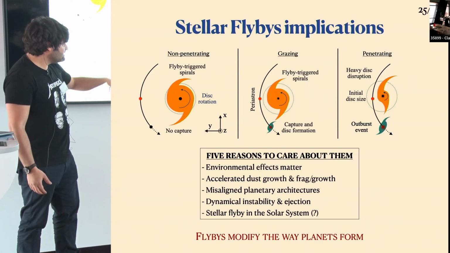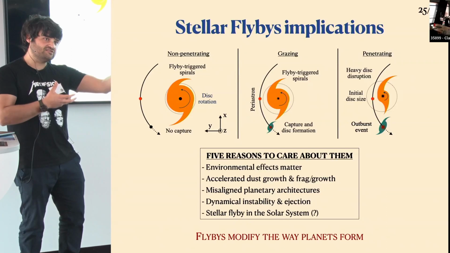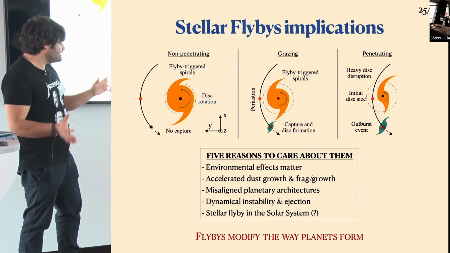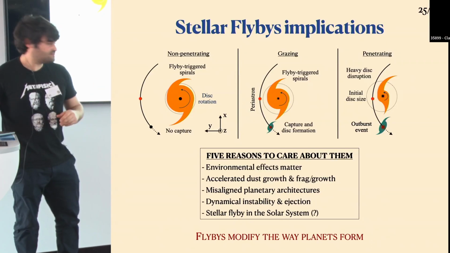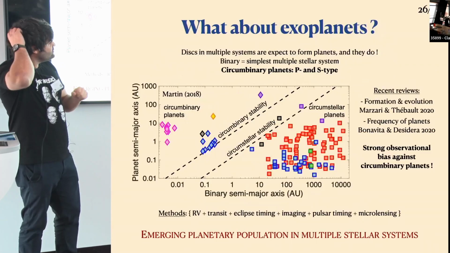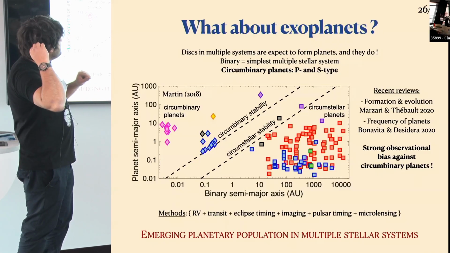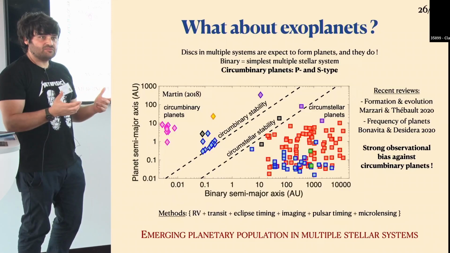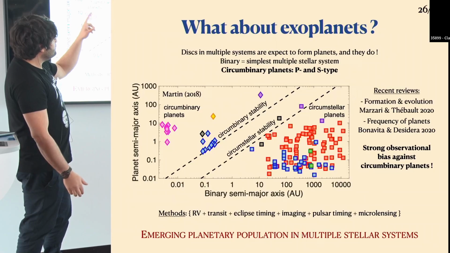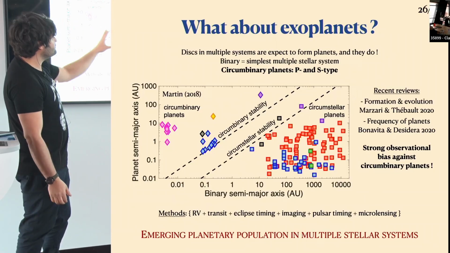And there is dynamical instability and ejection that, again, naturally occurs in these disks that can be connected to the roaming planet population. And perhaps there was a stellar flyby in the solar system. That's something that's being debated at the moment. And just the last point I want to mention before I end is, what do we know about planets in multiple stellar systems? So basically here I'm showing just for binaries what we know. This is a bit old now, but this is the trend basically.